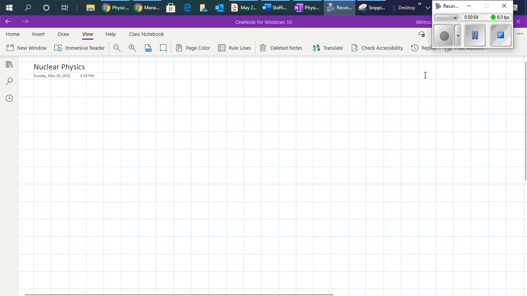So today we will discuss nuclear physics. We will talk about isotopes and the principles that we have to keep in mind when we write a nuclear equation. What is the mass defect or mass-energy equivalence? And then we will talk about fission and fusion as reactions.